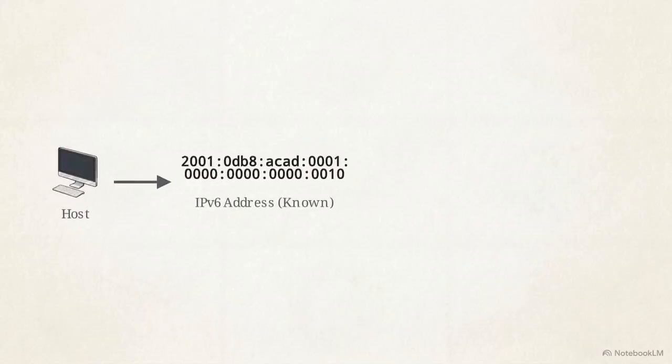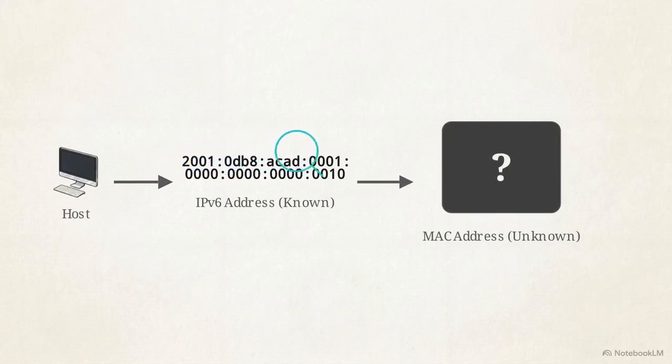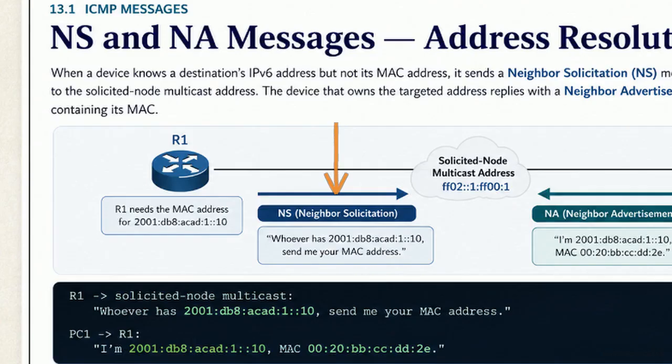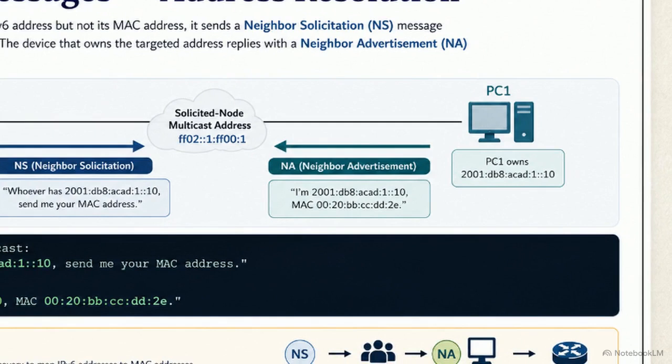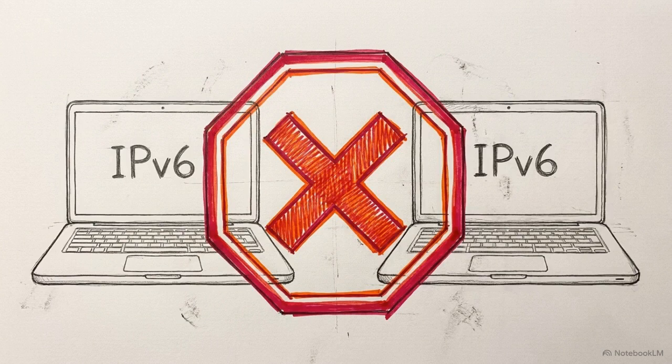ICMP v6 also manages the resolution of MAC addresses. When a host knows a destination's IPv6 address but lacks its hardware address, it initiates a discovery process. The host sends a neighbor solicitation, the blue arrow, to a specific multicast group associated with the target address. The target device replies with a neighbor advertisement, shown by the green arrow, which reveals its MAC address to the requester. This same mechanism provides a critical security and configuration check called duplicate address detection, or DAD.